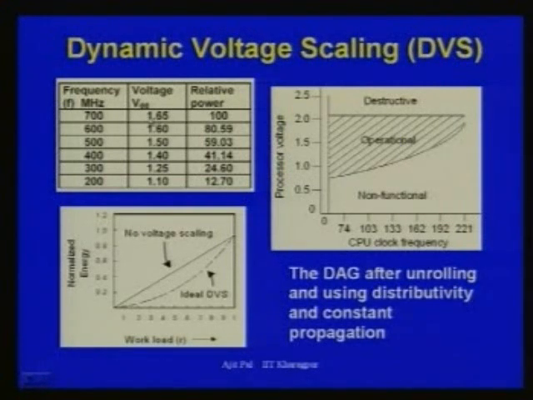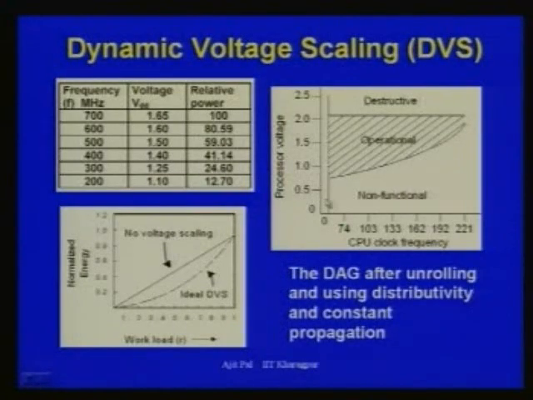This is the supply voltage required to operate at 700 megahertz, and the relative power dissipation is 100. Whenever you reduce the frequency, say for a particular workload the frequency of operation required is 200 megahertz, the corresponding supply voltage required is 1.1. So, you can see that time the power consumption is roughly 12.7% of the earlier case. The only thing you have to do is design a processor which can operate at different supply voltages and different frequencies, and it is not hard to do, it can be done.